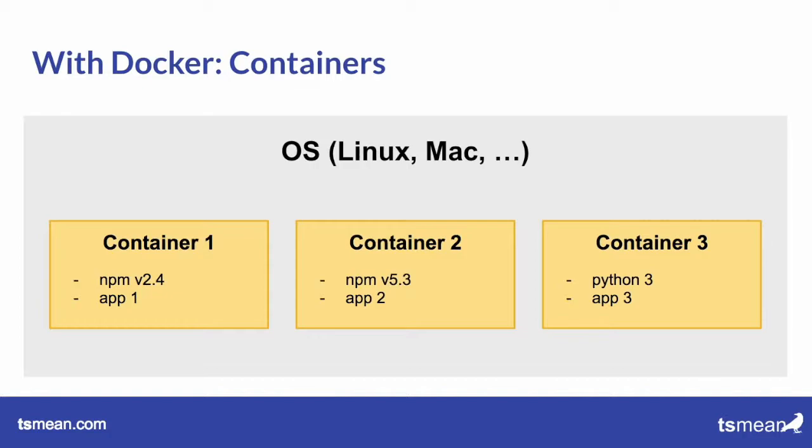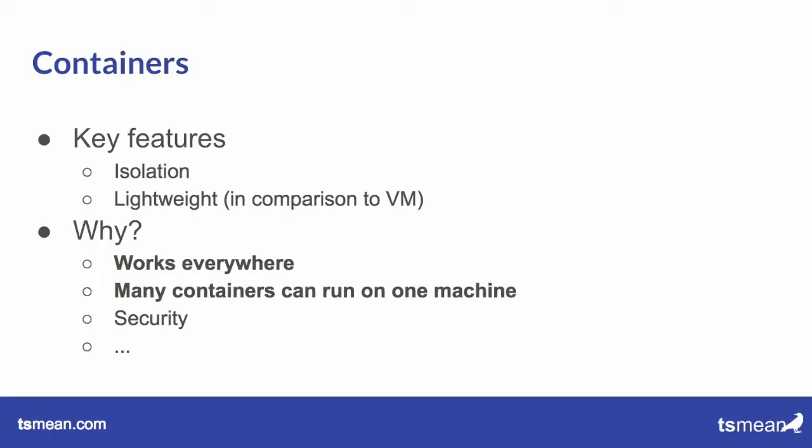And Docker containers are a boxed environment which bundles together some dependencies, with some application code, and where you can run everything in an isolated environment. And you can see here, for example, container 1 runs npm version 2.4 and container 2 has installed npm version 5. So this isolated environment is really what gives us an edge with Docker. So this is one of the key features of containers in general, this isolation.